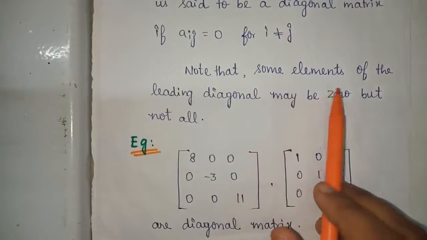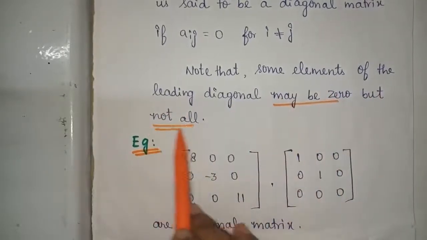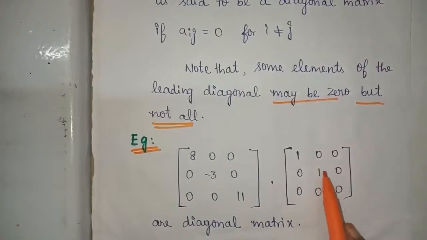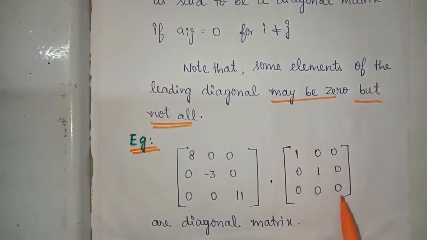And note that some elements of the leading diagonal may be 0 but not all. So see this example: 1, 0, 0, 0, 1, 0, 0, 0, 0. This is also an example of a diagonal matrix. One or two elements may be 0 but not all the leading diagonal elements can be 0.